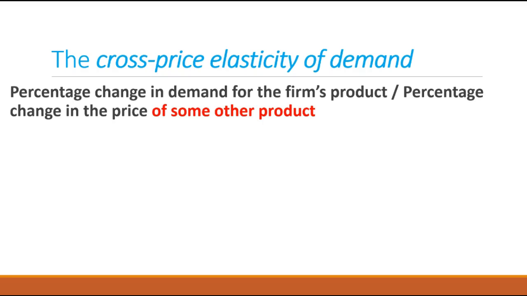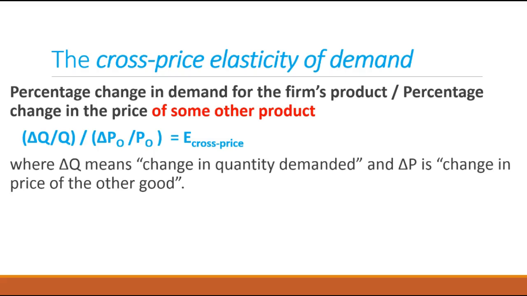And in this case, we're just going to consider the percentage change in demand for our firm's product, not in response to the percentage change in the price of the firm's product itself, but the change in the price of some other product. So we'll define that in the usual way as just the ratio of these percentage changes, where in this case P with a subscript O just means the price of some other good which influences the demand for our product.